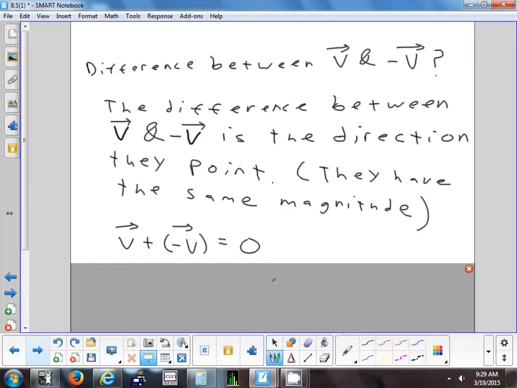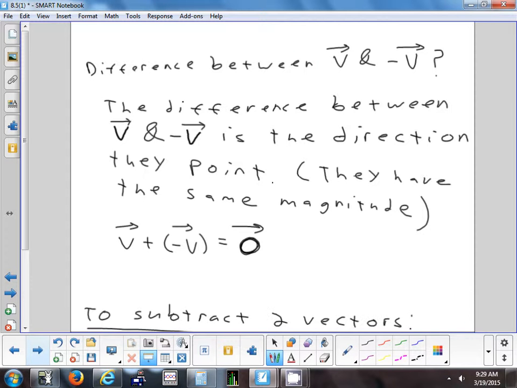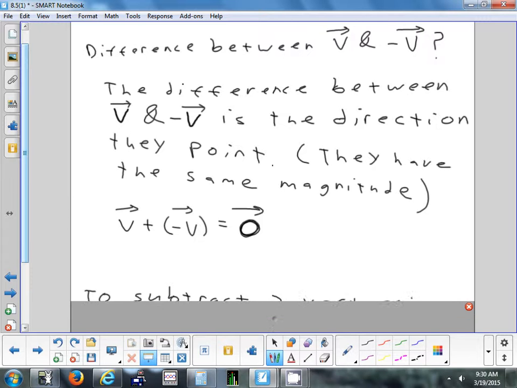So we've already seen this idea earlier. If you've got two vectors that are opposites, same magnitude, different direction, and you add them together, the answer you get is the zero vector. Okay, the zero vector is the only vector that has no magnitude to it, and it really has no direction. It's kind of a special case. So we can use this idea right here to do subtraction.